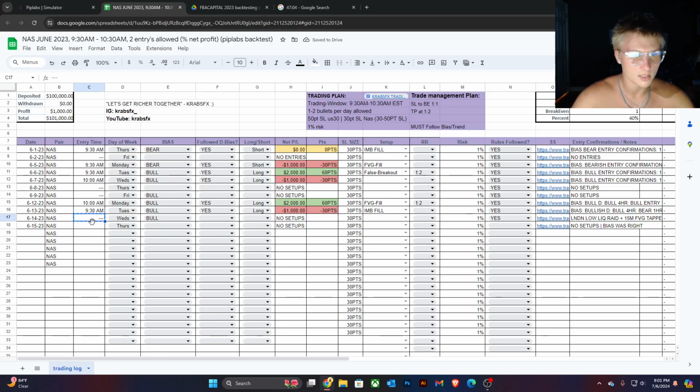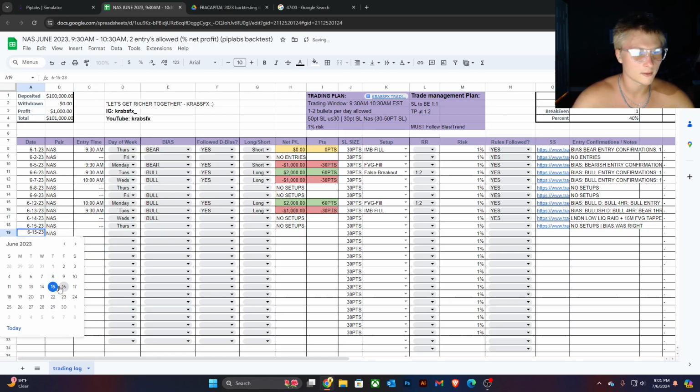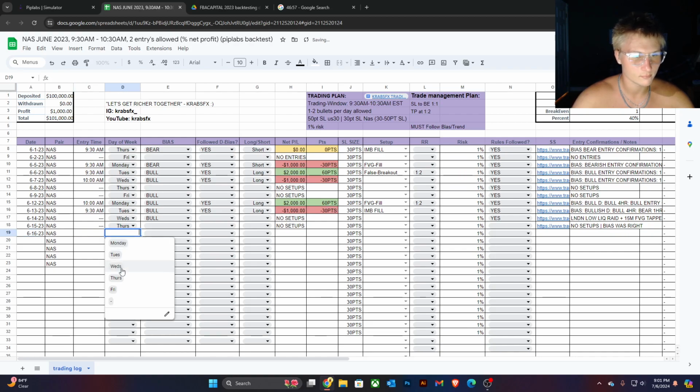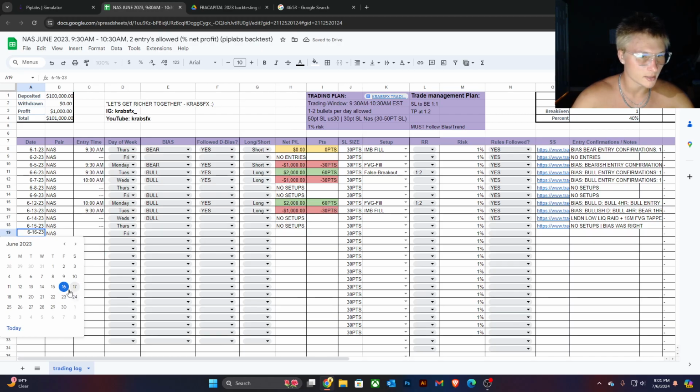So when I don't have setups, I like to note down if my bias was right or not. But yeah, we're on to the next day now, Friday.